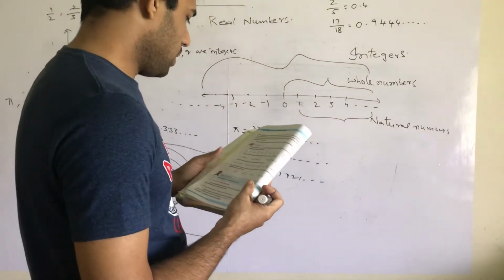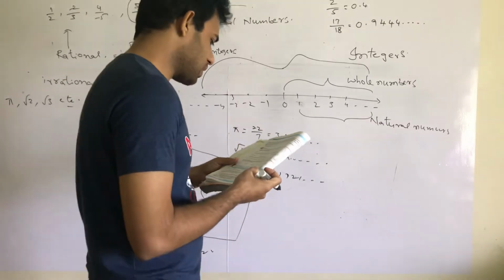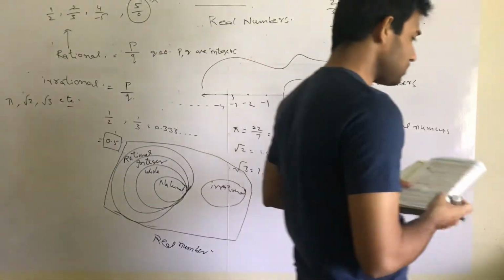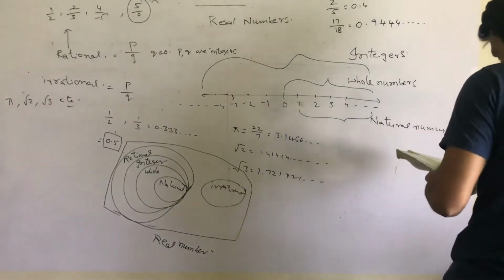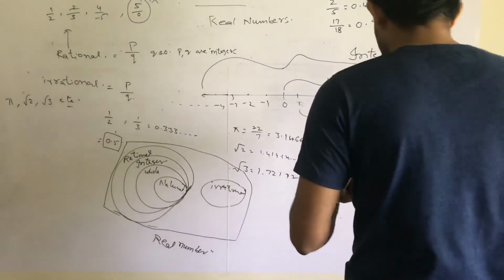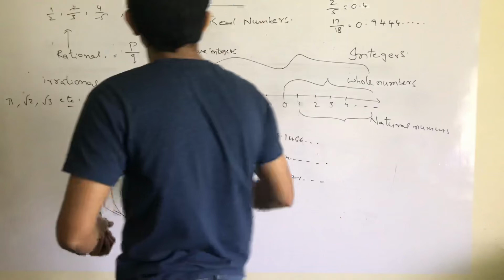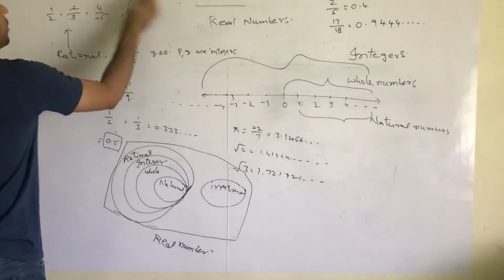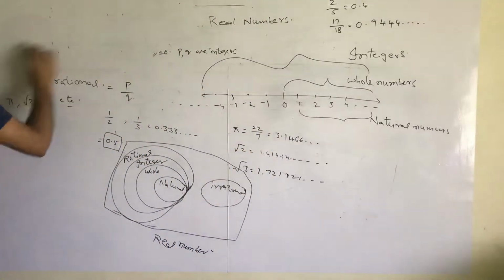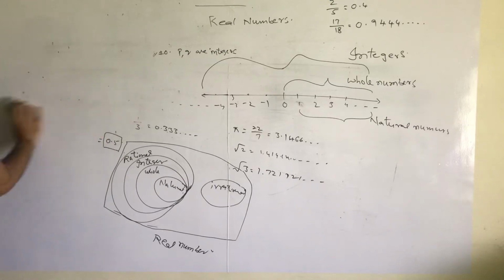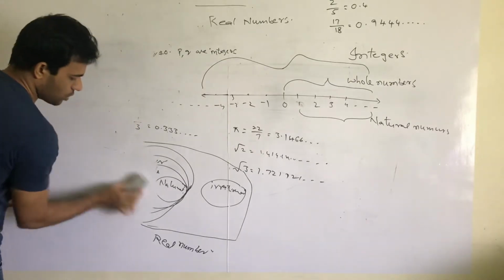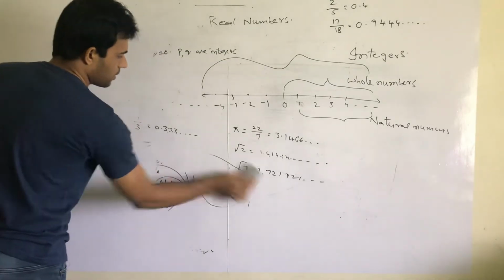Okay, now let's go to the next one. Okay, so we will learn something about the factors method. By now we understand the different types of numbers and what is a real number. Right.